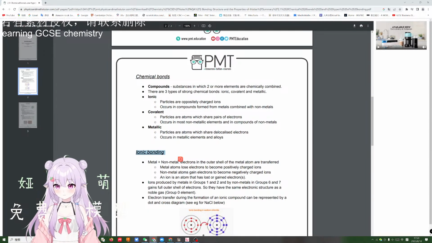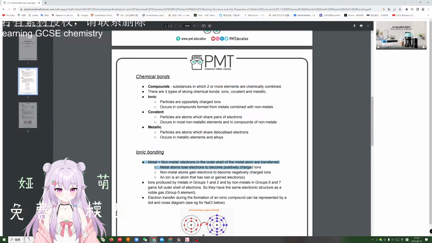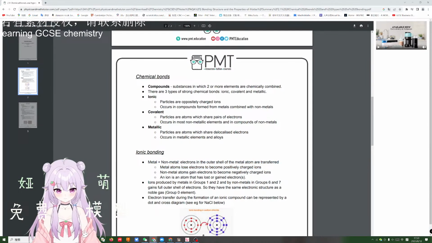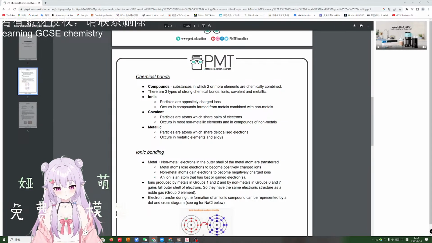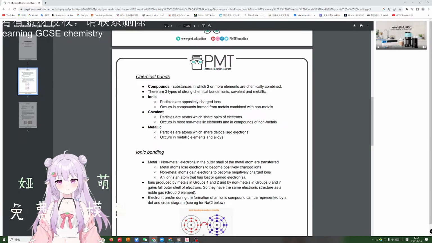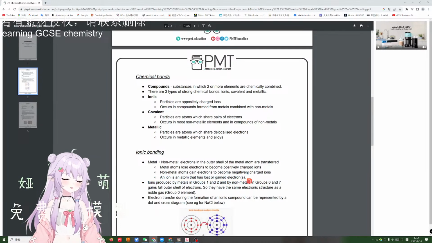Ionic bonding. Metal plus non-metal. Electrons in the outer shell of the metal atom are transferred. Metal atoms lose electrons to become positively charged ions. Non-metal atoms gain electrons to form negatively charged ions. An ion is an atom that gains or loses electrons.